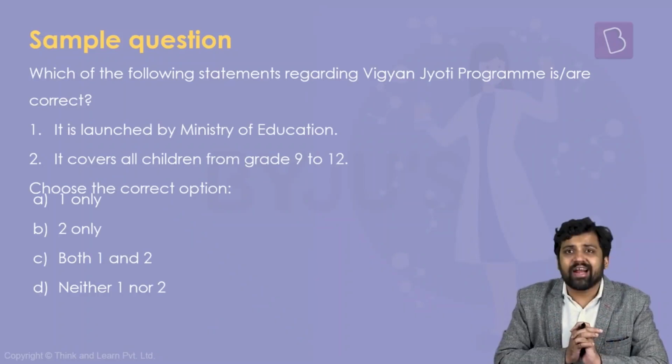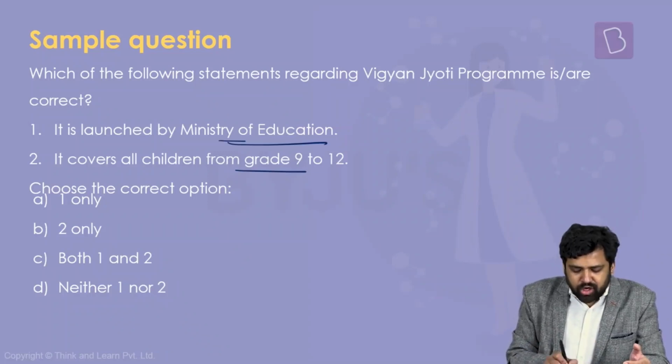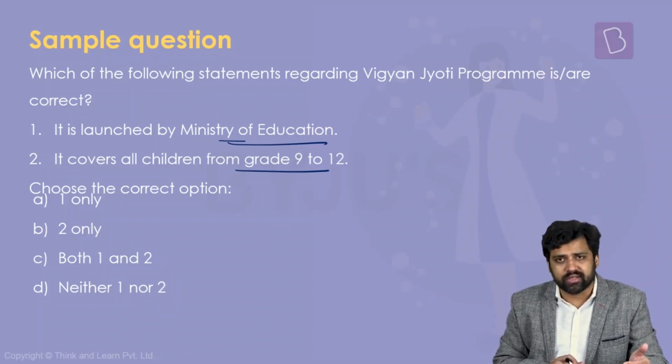Now let's try to solve one question. Which of the following statements regarding the Vigyan Jyoti program are correct? One, it is launched by the Ministry of Education. Two, it covers all children in the grades 9 to 12. So choose the correct option. What do you think? You can take 60 seconds to answer this. You can analyze both alternatives, both options, and you can answer it. You can pause the video for the moment.